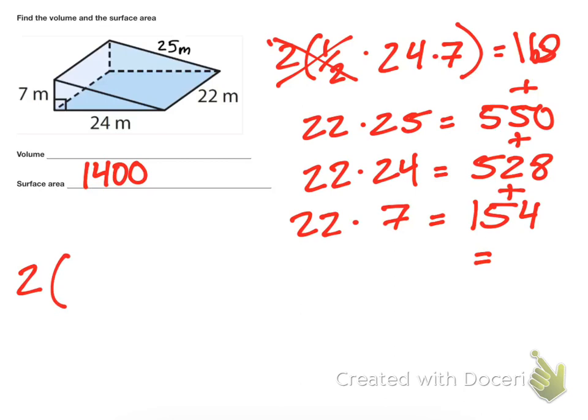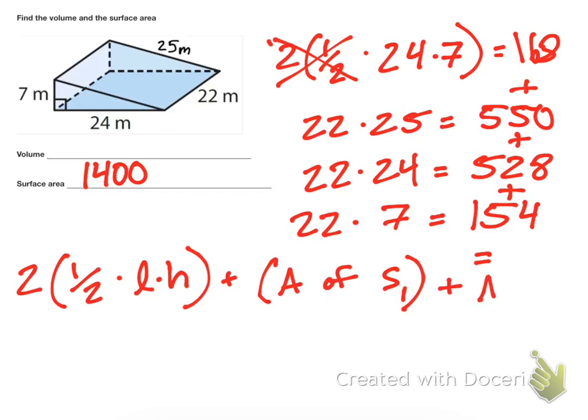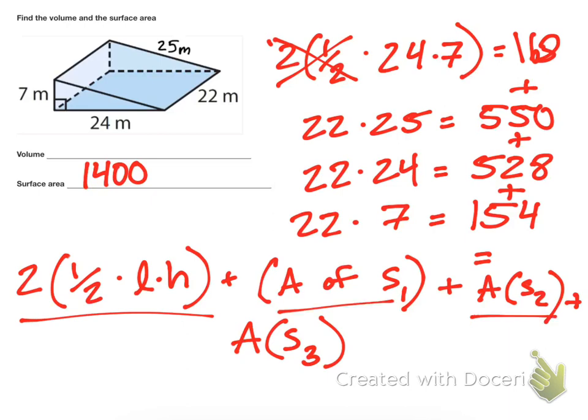What it was, was 2 times the base times height of a triangle, which AKA is 1/2 of technically length times height or length times width. Remember, they don't necessarily matter. Plus the area of side 1 plus the area of side 2 plus the area of side 3. So we have that as our answer. This is what our formula essentially looks like. This is our two triangular sides, side 1, side 2, side 3.